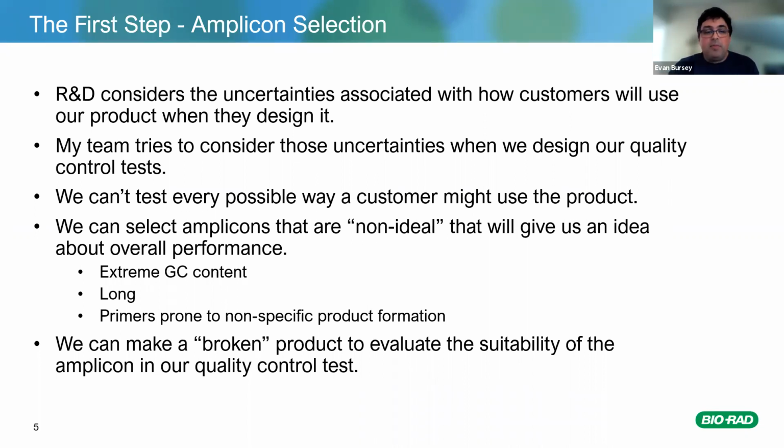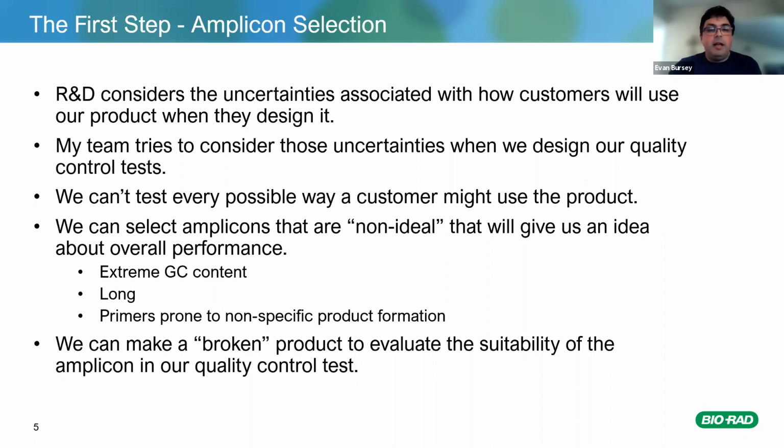It would be impossible. But what we can do, and in fact, what we often do, is we'll select an amplicon that's not ideal, that doesn't fall within that perfect design space. Maybe the GC content's a little too high. Maybe it's a little on the longer side. Maybe the primers are prone to making non-specific products. And we'll do that to sort of stress the product in a way that it has been designed to deal with, but in a way that'll give us an idea about how we could expect that batch to perform for the customer.